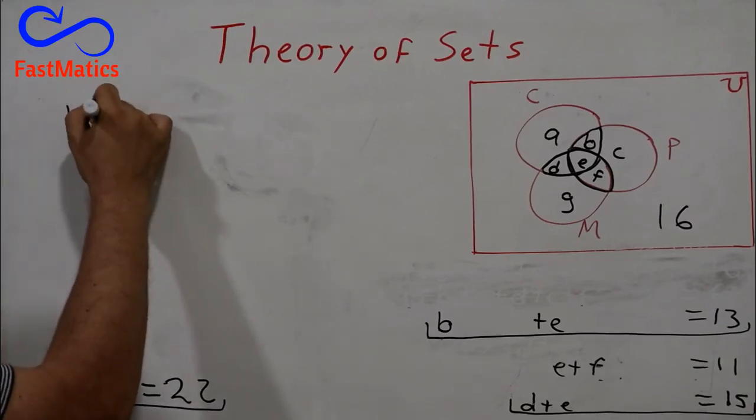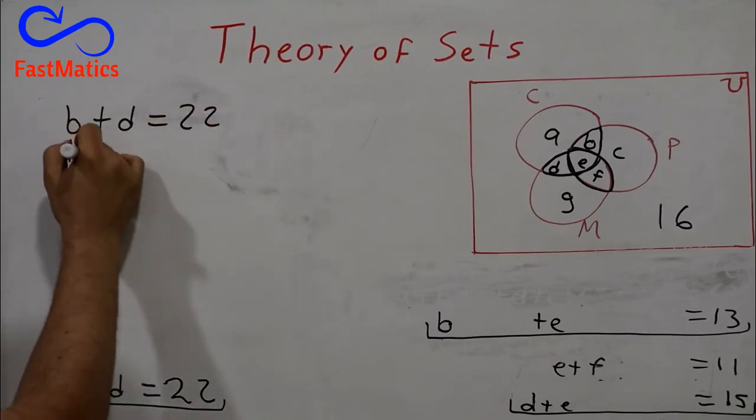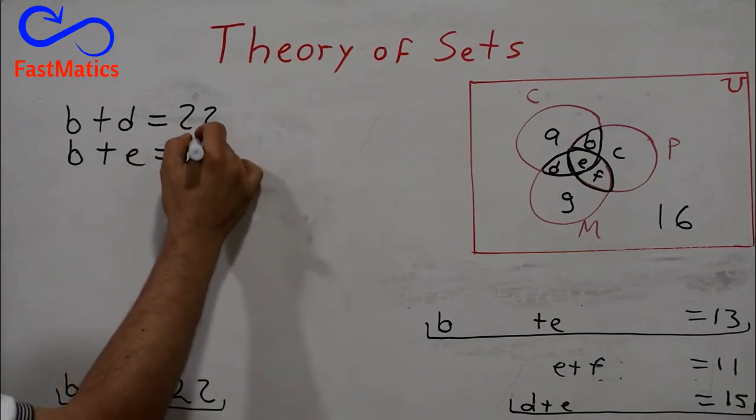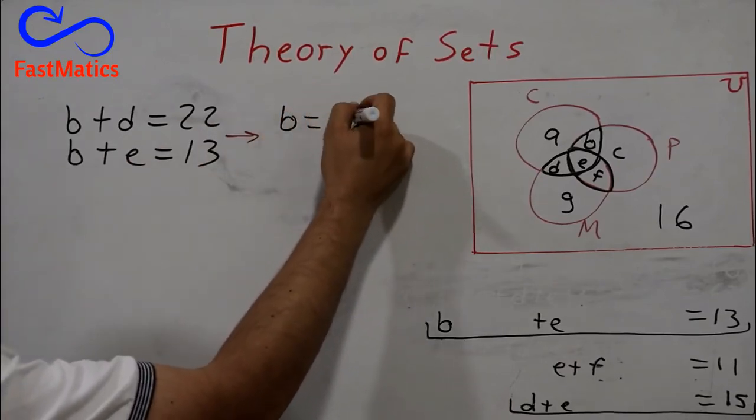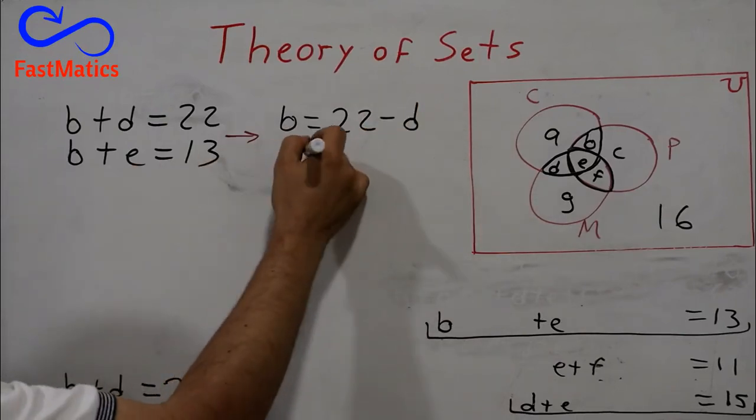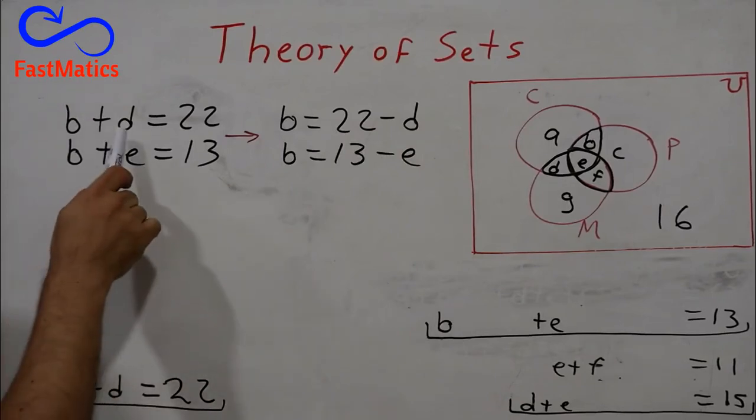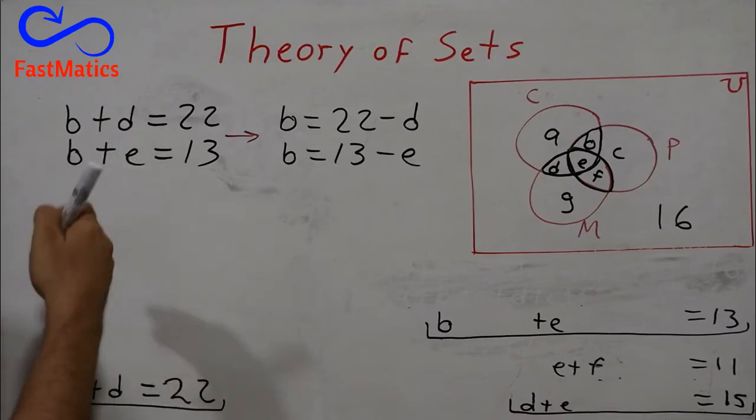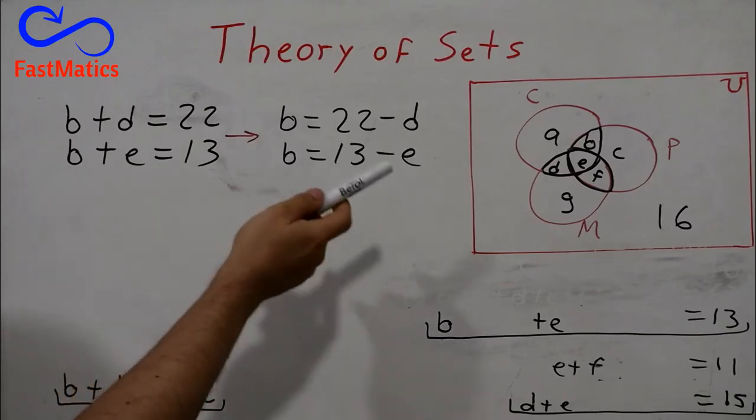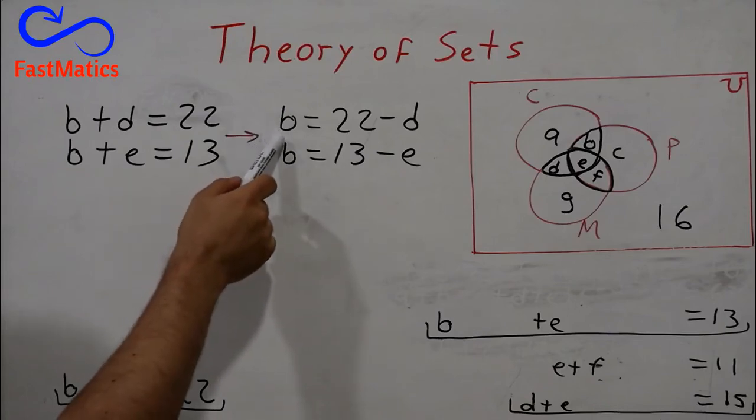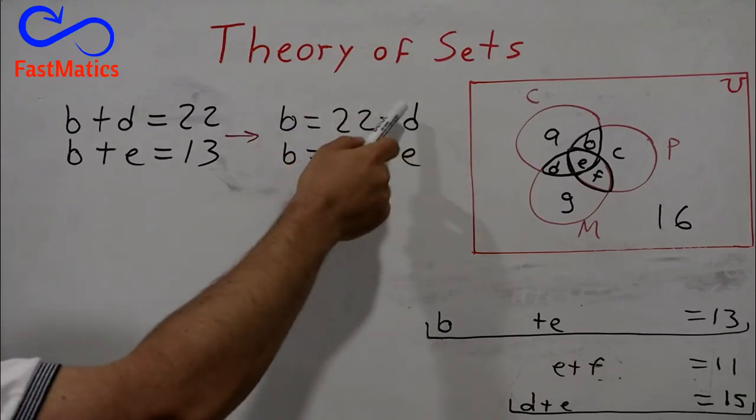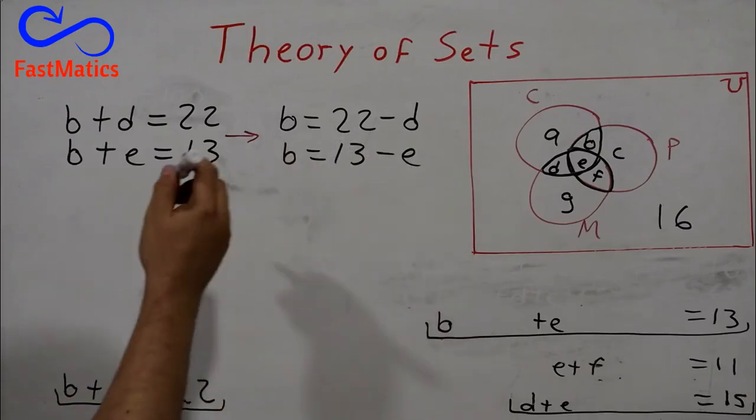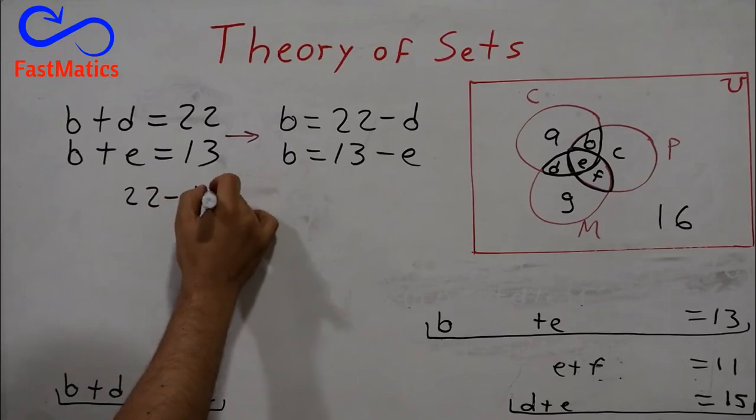Then, if B plus D is equal to 22 and B plus E is equal to 13, we could say that B is equal to 22 minus D and B is equal to 13 minus E, because we are going to move this letter and this letter to the other side in order to see what is the value of B and B. If B is equal to 22 minus D and B is equal to 13 minus E, I can say that this part is equal to this part. So 22 minus D is equal to 13 minus E.